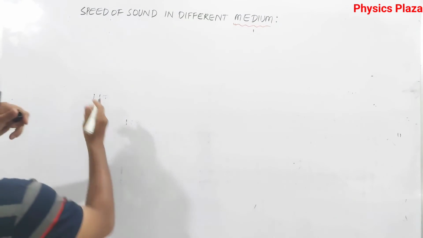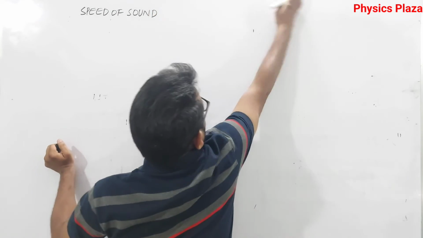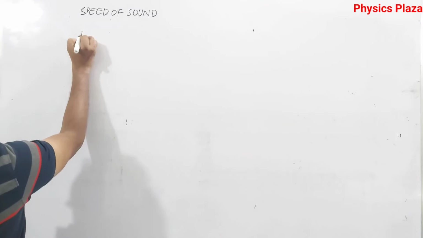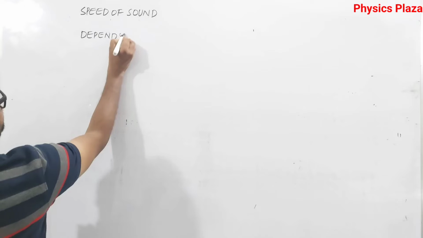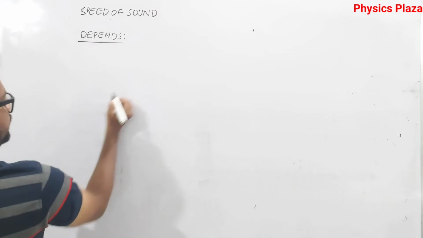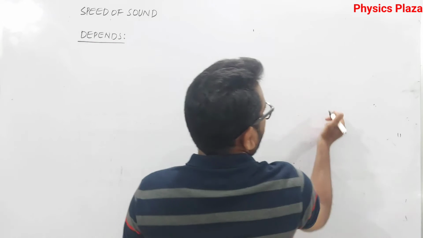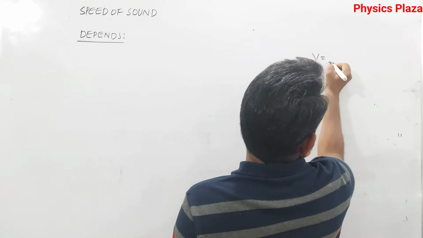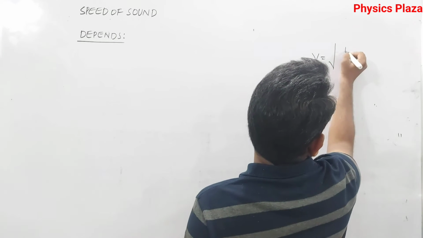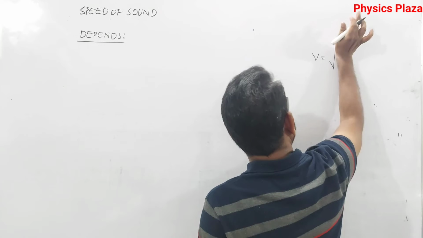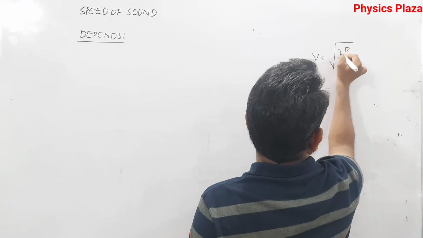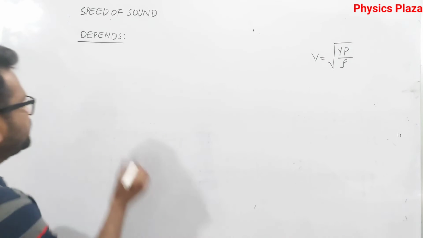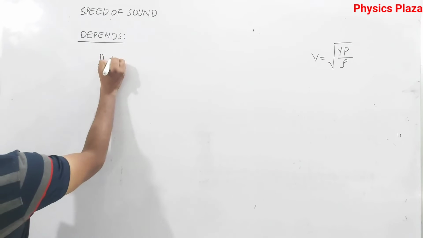Fine, children. Now, speed of sound depends, very, very important. So let us take out the formula. V is equal to, yes, gamma P by rho, right? Finally we got gamma P by rho. So children, the first one is density.